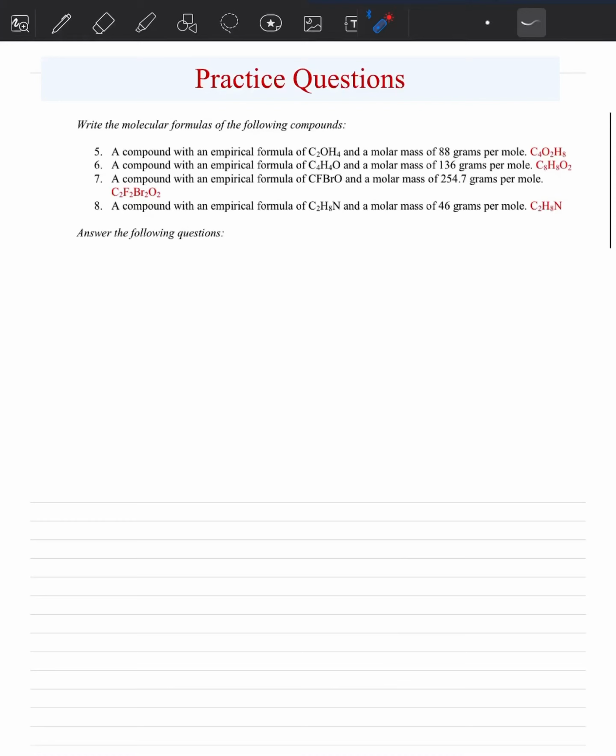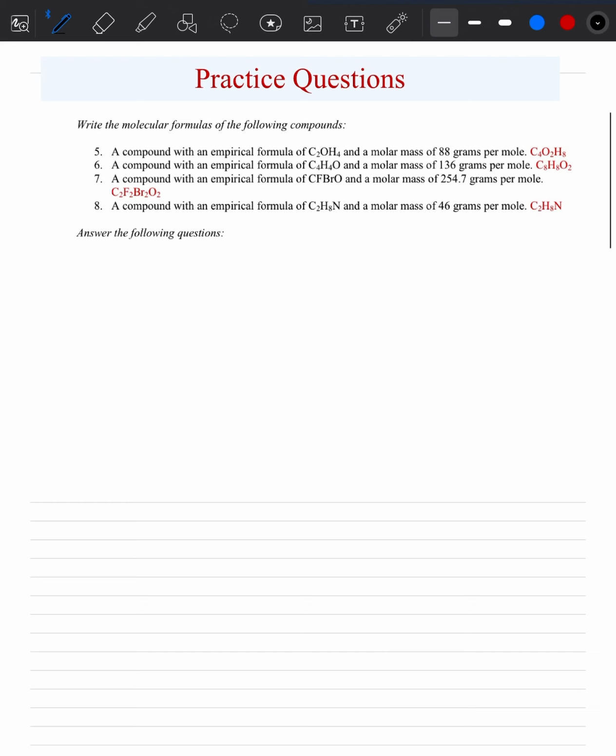In this video lecture, we are going to solve how to change empirical formula into molecular formula. So the question is, write the molecular formula of the following compound. Question number 5. A compound with an empirical formula of C2OH4 and a molar mass of 88 gram per mole. We have to find out its molecular formula as we learned in the last class.